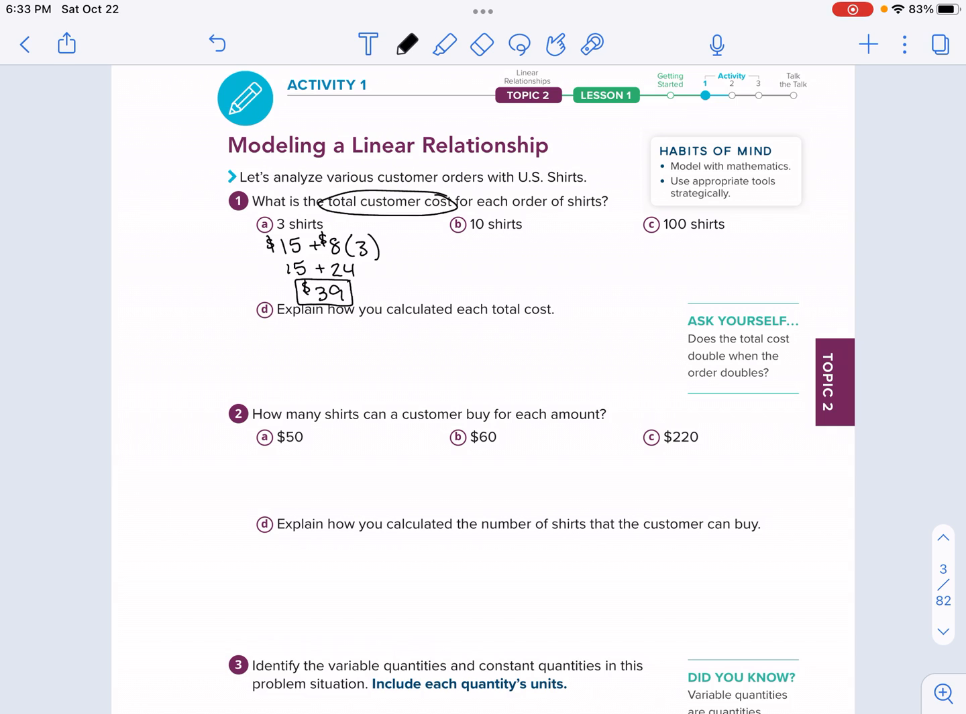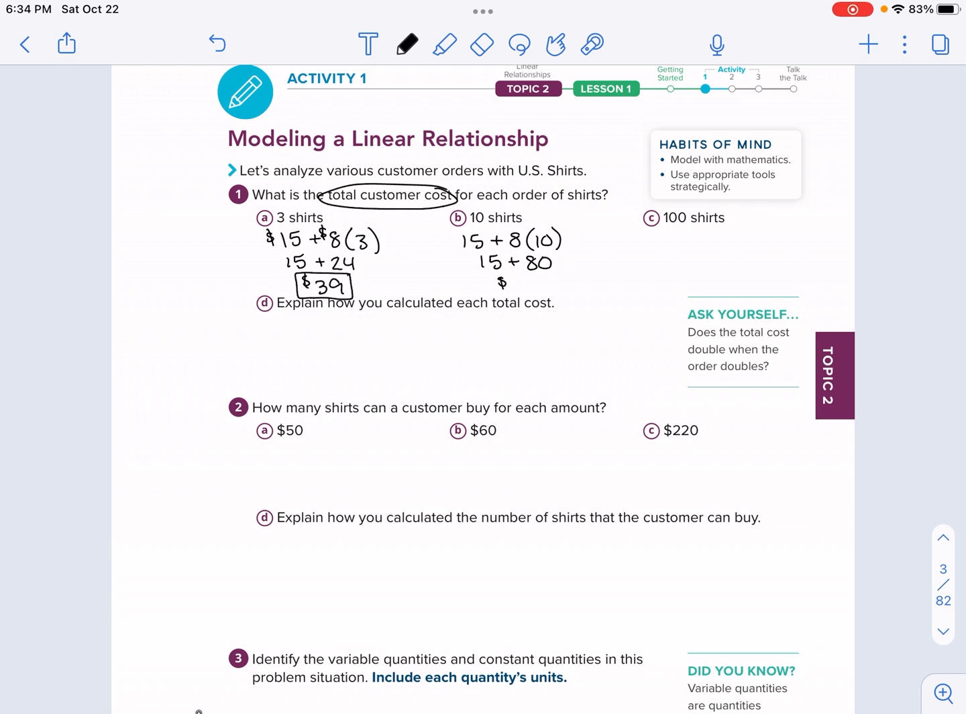Okay. I'm going to work out the second one, and I'll have you do the last one, 1C, as a you-do. So if they want 10 shirts, it's going to be 15 plus $8 per shirt, and we're going to order 10 shirts. So this is going to be 15 plus 8 times 10, which is 80. And what is 15 plus 80? Right, it's 95, total cost $95. And then the last one is a you-do, so go and try to figure that one out. You don't have to write it down, just pause the video here and try to figure it out.